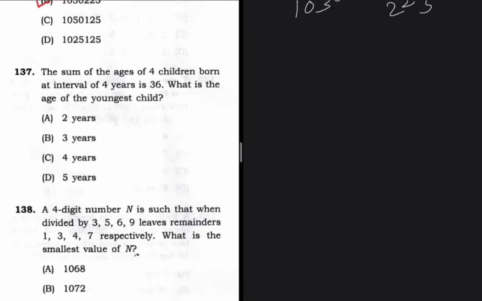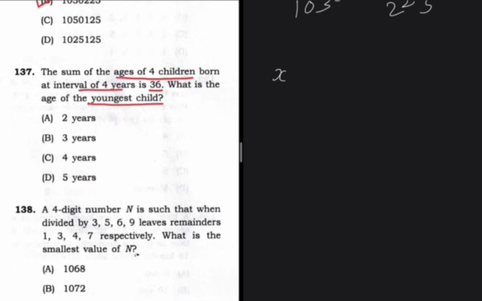Okay, so next question number 137. It says the sum of the ages of 4 children born at the interval of 4 years is 36. What is the age of the youngest child? Okay, so we'll consider the age of the youngest child to be x.